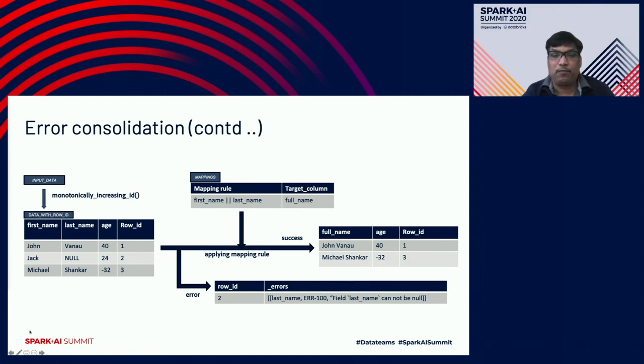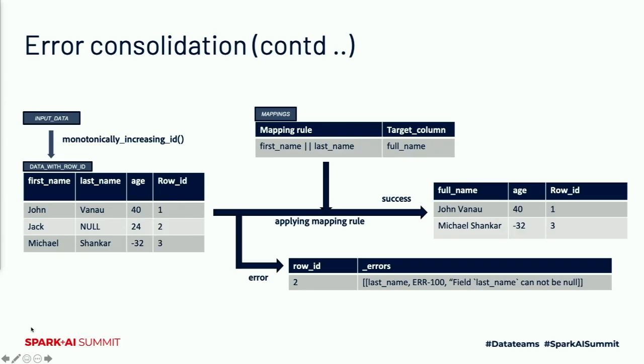And the success data frame has two rows, row ID 1 and row ID 3, but we do see a problem with the second row because the age column is negative. But that is not a concern of the converter at this point. We'll see how a validator processes this row.